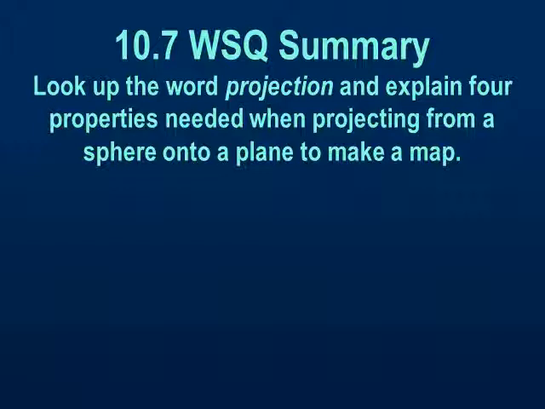Okay, so for your WISP summary today, I want you to look up the word projection. You can look it up in dictionary.com, but I would also encourage you to look it up on an encyclopedia style website. And I want you to explain 4 properties that are needed when you are projecting from a sphere onto a plane to make a map. Because a map is a 2D representation of a 3D Earth. And so there's some really important things you have to do, especially with latitude and longitude. So I want you to look that up and email it to me, and I will see you in class.